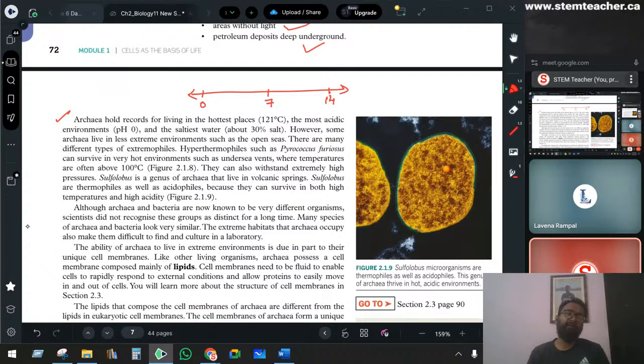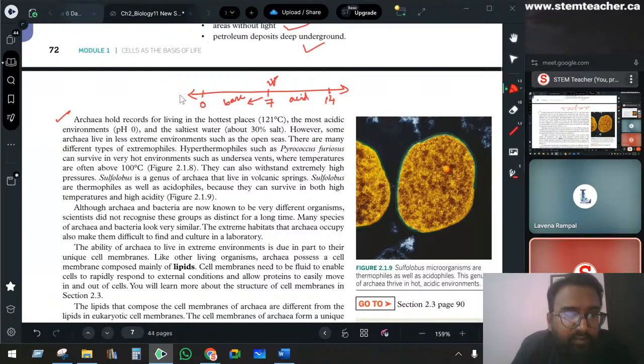What is the pH value of water? 7. So 0 to 7 are basic in nature, and 7 to 14 are acidic in nature. Water's pH value is 7, and whenever it goes up, the pH value increases.